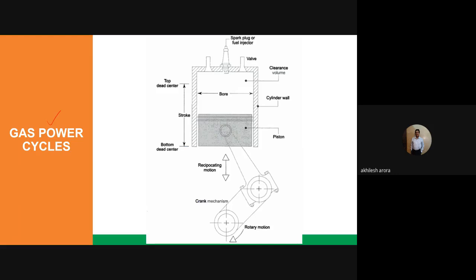We did the chapter on the second law of thermodynamics. Now the next topic is gas power cycles. So basically, we are going to discuss thermodynamic cycles, which are used for producing power using gas as a substance.